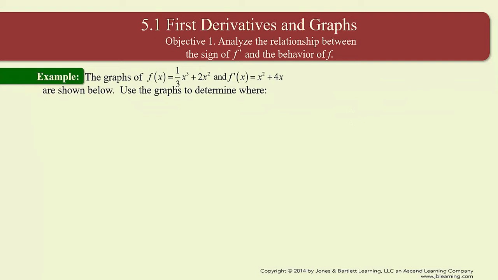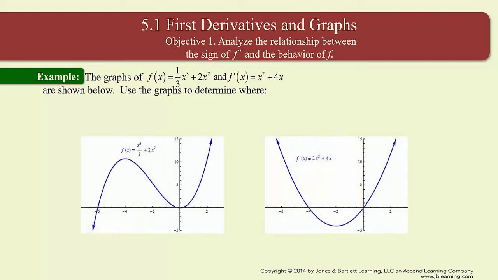So we're going to introduce this material so you can see where this stuff comes from through an example. Here are two functions. f of x equals 1/3 x cubed plus 2x squared. And the derivative of that function is x squared plus 4x. Here's what their graphs look like.